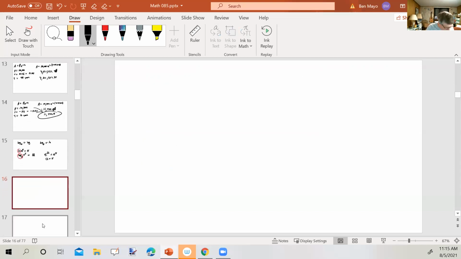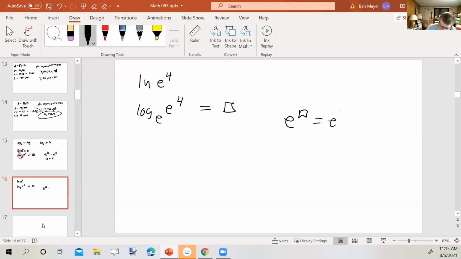Okay, how about this one? The natural log of e to the 4th power. Well, that's log base e of e to the fourth power. We'll say that's equal to some unknown box. Changing it to exponential form, e to the box equals e to the fourth power, so the box equals 4.